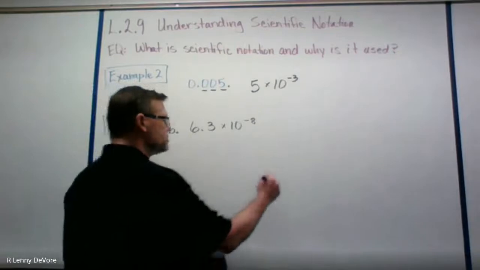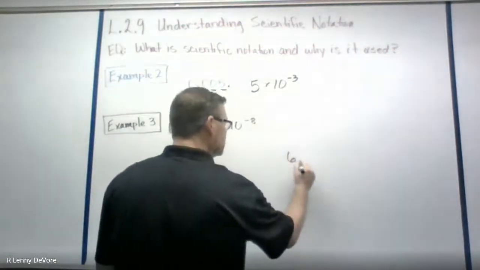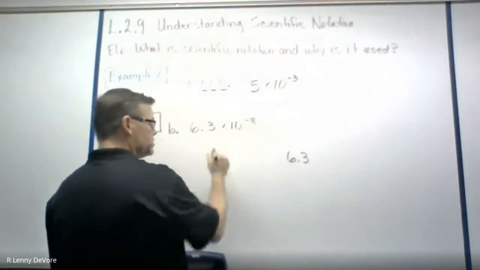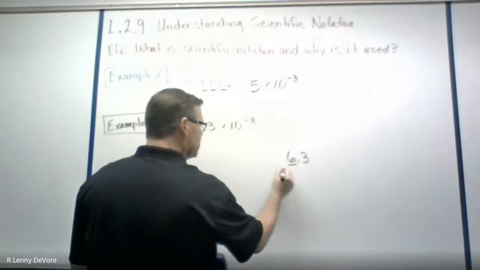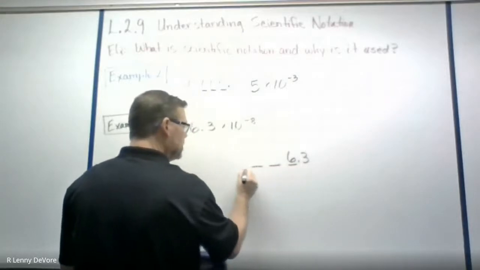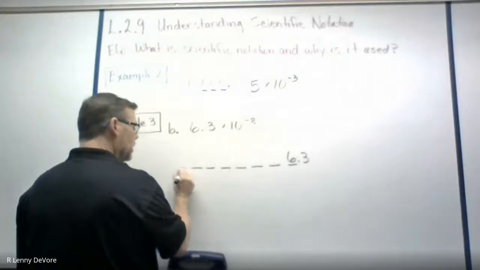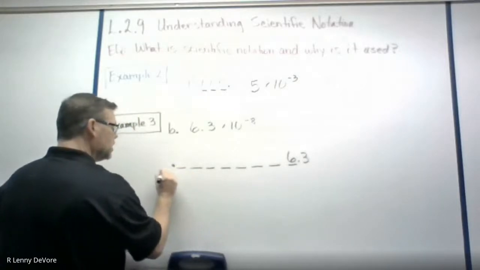So in other words, I would go like this and put 6.3, right? 6.3, the same number. And I'm going to go through and move this 8 places. 1, 2, 3, 4, 5, 6, 7, 8. Now I'm going to put my decimal here because that's where it belongs. I'm going to put another one here.